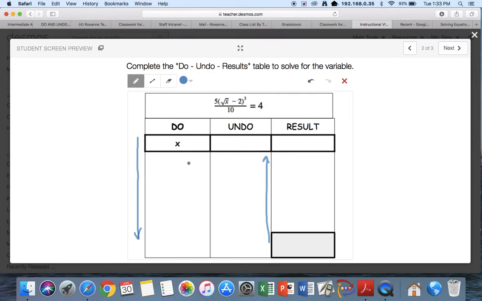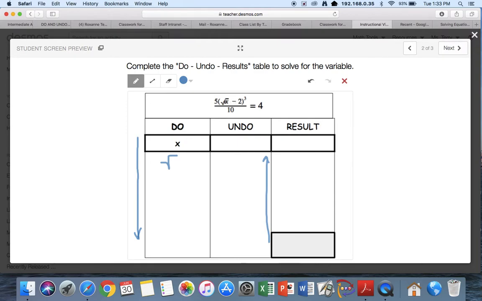Think about the do column as what would you do if you put a value in for x? All right, so what's the first step following order of operations? Don't worry about the equal sign and the 4 over here yet. We're just going to look at the left side. If I put a value in for x, the first thing I would do is take the square root. After I take the square root, and I'll fill out the undo in a minute, what's the next thing I would do?